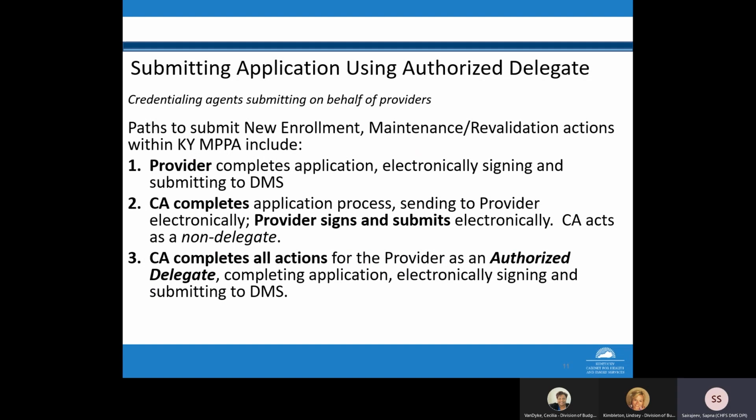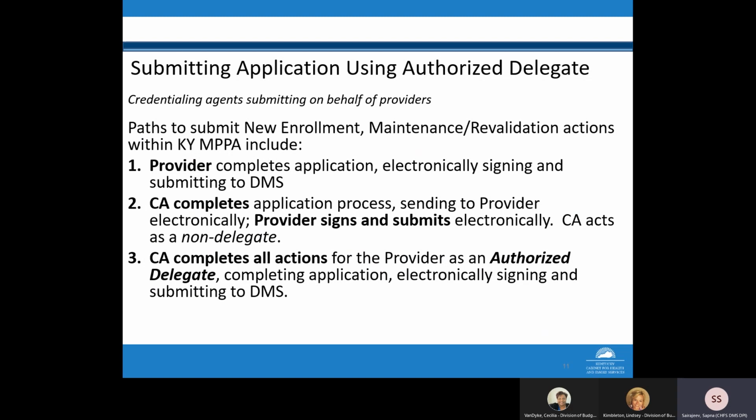Now, if you assign a CA, a credentialing agent, to complete the application on your behalf or the provider's behalf, they will have to complete the application and then send it via portal electronically to the provider. The provider then accesses the application through the portal, reviews it, and then submits the application to DMS. So this is kind of a roundabout way if you have a credentialing agent.